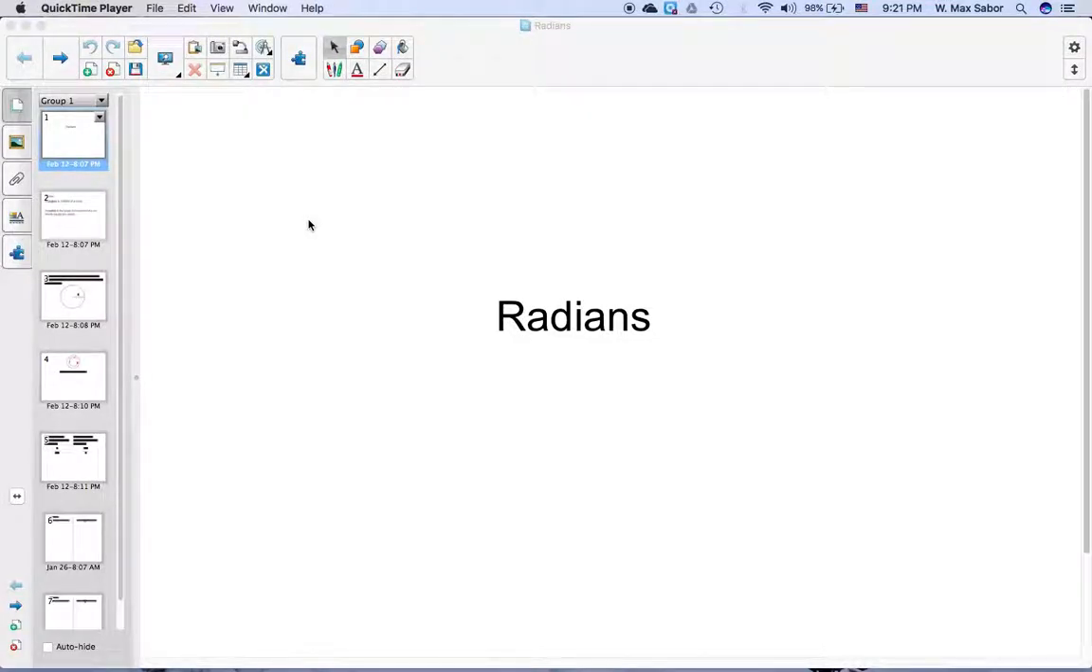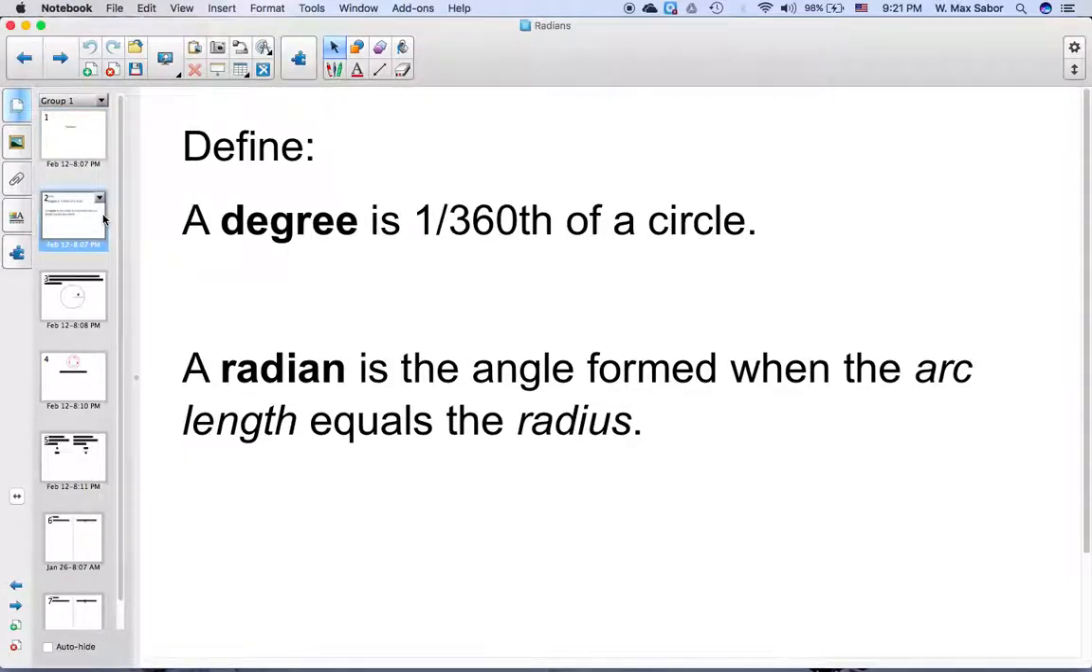All right, radians. Radians are another unit to measure angles. Remember, a degree is just 1/360th of a circle. 360 degrees is all the way around a circle, so a degree is 1/360th of that. A radian is the angle formed when the arc length equals the radius. So these are two different units, like inches versus centimeters.